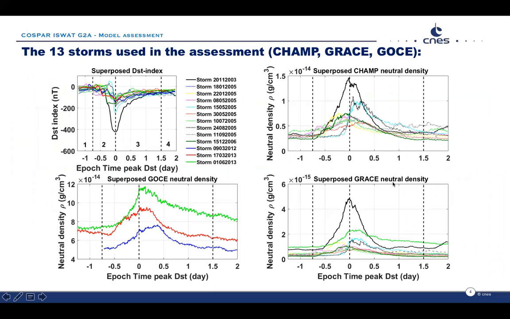So here are the 13 storms that were used in the assessment using CHAMP, GRACE, and GOCE densities. You can see the GOCE storm profiles, bottom left, and you can see there are only 3, and the blue curve is not even complete for the full interval. So that is one of the main problems we have with the storm time assessment, is that our database is rather sparse.